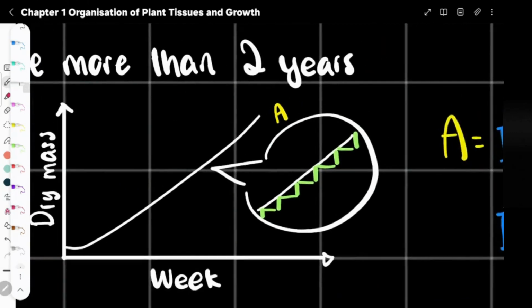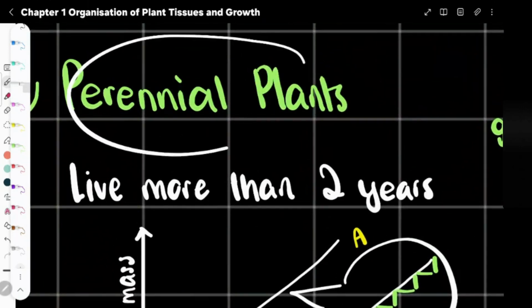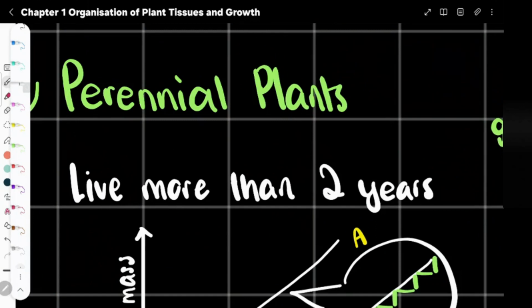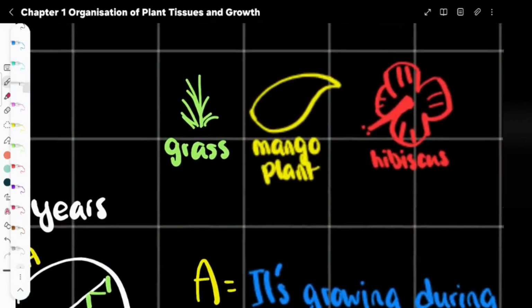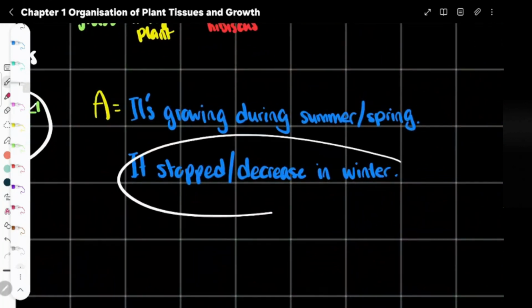So, what is the meaning of that? Because think about it, perennial plants are plants that live for more than two years. That means there are more seasons. And if there are more seasons, there is more germination. It's growing during the spring and summer, and then it stops during the winter. Common sense, right?